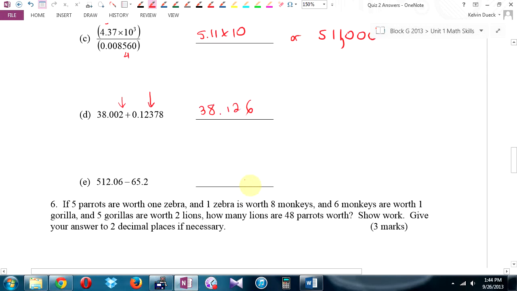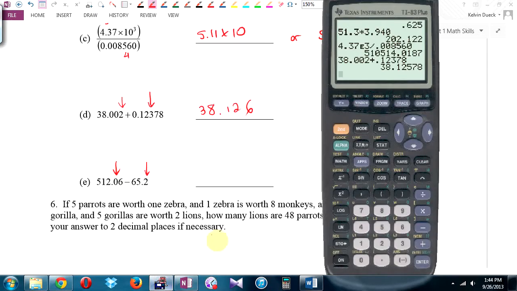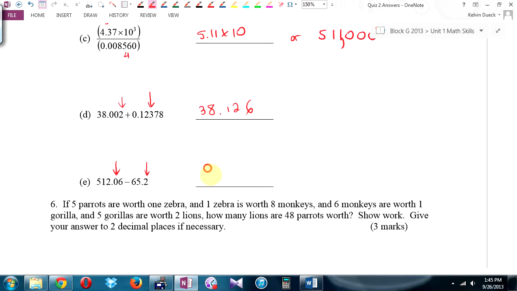Let's see if I can do E in my head without rewriting it. You know what, Halen? I think the furthest I go here is the 1st decimal point. I think I'm rounding off right to there. Let's do the math. 512.06 plus, Mr. Dueck, how about minus 65.2? I'm going to round off right to there. Hey, that 8 going to stay or get bumped up? 446.9.